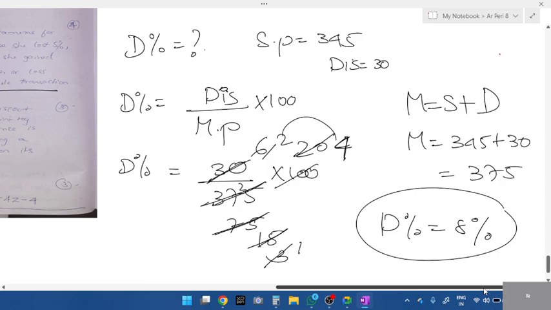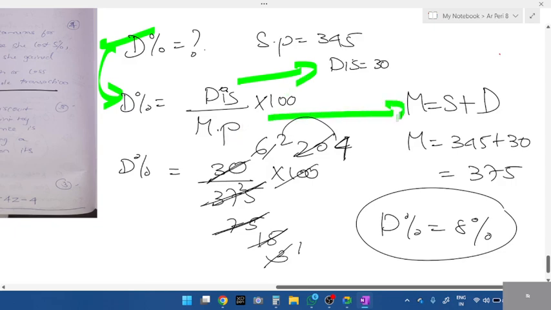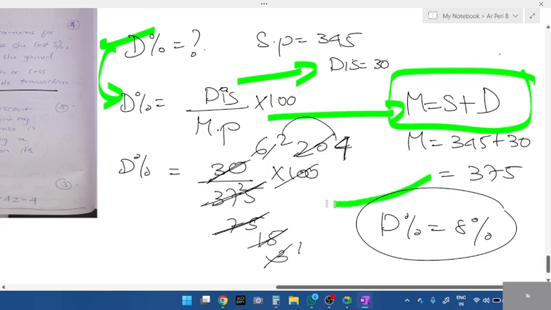This question is for 3 marks. So step by step, students, discount was given. You wrote the discount formula. Yesterday we discussed all this. So in this, discount is given, mark price is not given. Use this formula. Find the mark price. Once you get mark price, substitute here. Look at all the arrows. That is how you get discount percent, 8%.